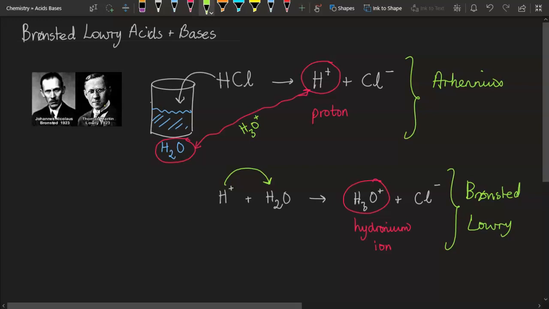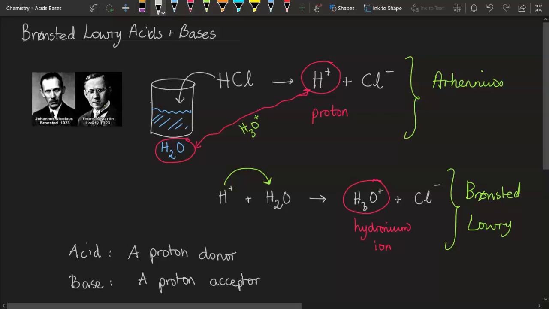So Bronsted and Lowry came up with an alternate definition for an acid. And they said an acid was a proton donor. If you donated protons, you were an acid. They came up with the opposite then for a base. The base was a proton acceptor. Obviously, if something is donating a proton, something has to accept it.